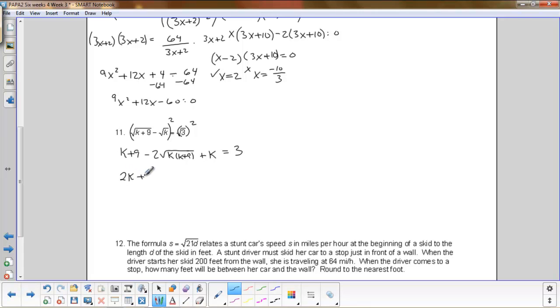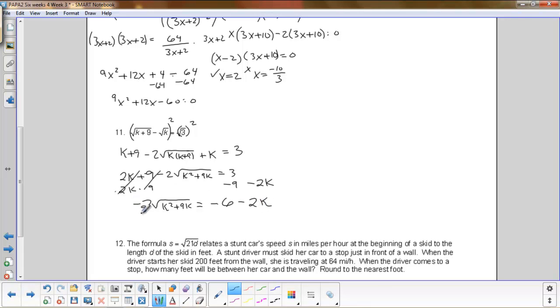2k plus 9 minus 2 times the square root of k squared plus 9k equals 3. I'm going to move the 2k and the 9 to the other side of the equation so that I can isolate this radical right here. Subtract 2k, subtract the 9, minus 9 and minus 2k. I get negative 2 times the square root of k squared plus 9k equals negative 6 minus 2k.